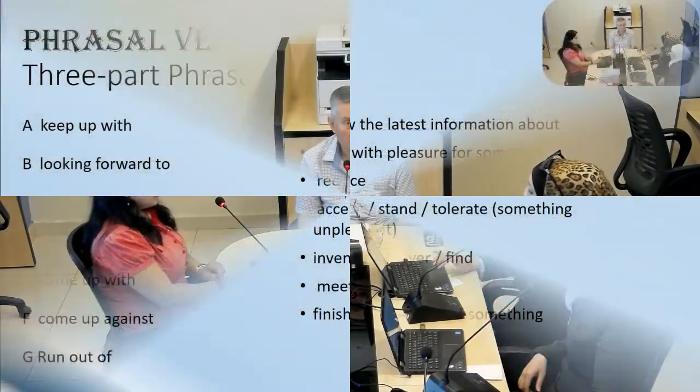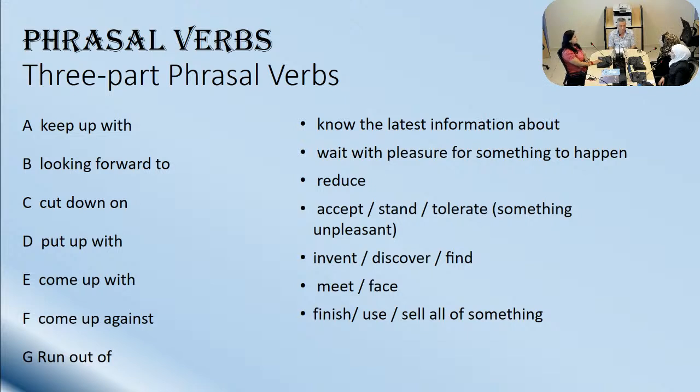Thank you. Next slide, Ms. Rawa. Okay, the meanings of three-part phrasal verbs. The first one is keep up with, which means know the latest information about. Looking forward to means wait with pleasure for something to happen. Cut down on, which means reduce. Put up with means accept, stand, tolerate something unpleasant. Come up with, which means invent, discover, find. Come up against, which means meet or face. Run out of, which means finish, use, sell all of something.